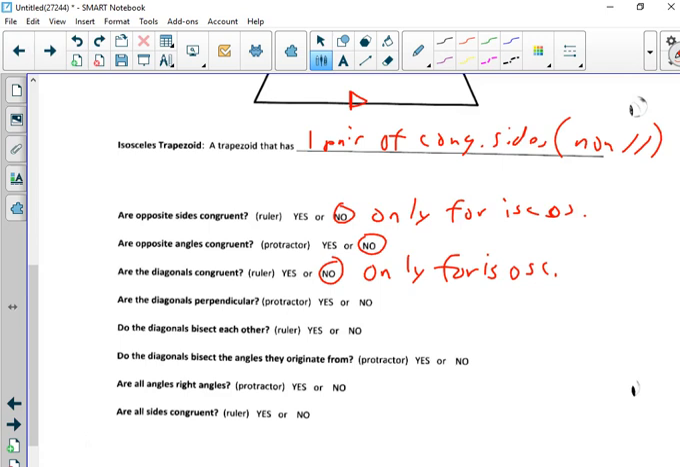Are the diagonals perpendicular? Never going to happen on either one. Do the diagonals bisect each other? Not going to happen. Do they bisect the angles? Nope. Are they all right angles? Nope. And are all the sides congruent? No.